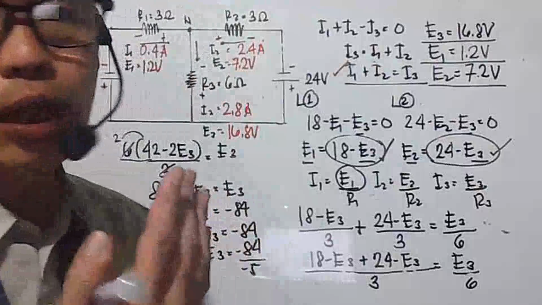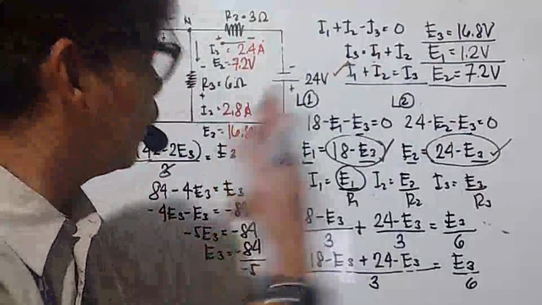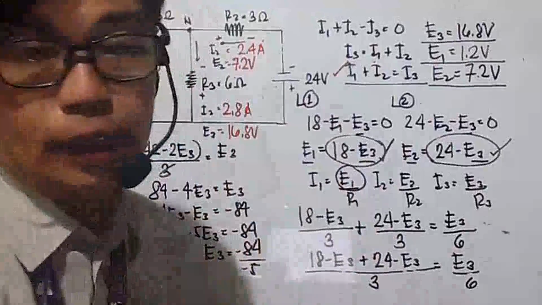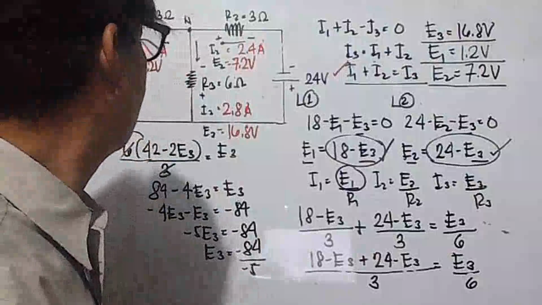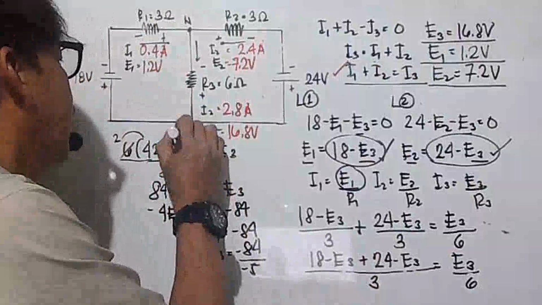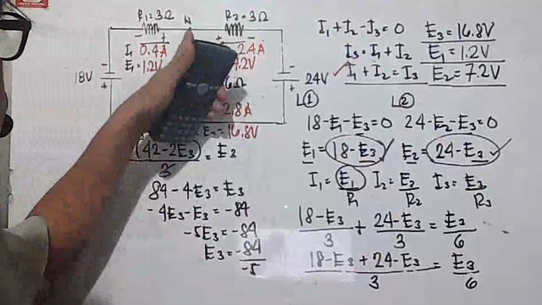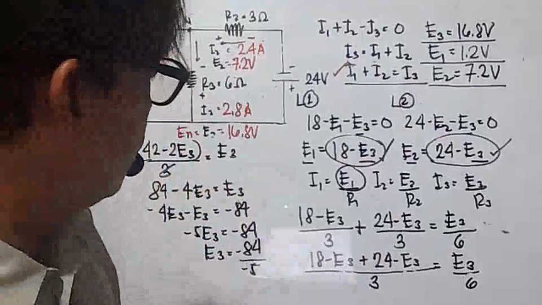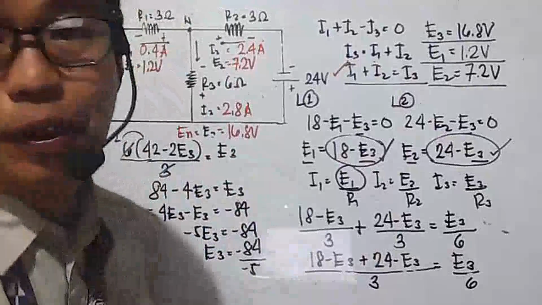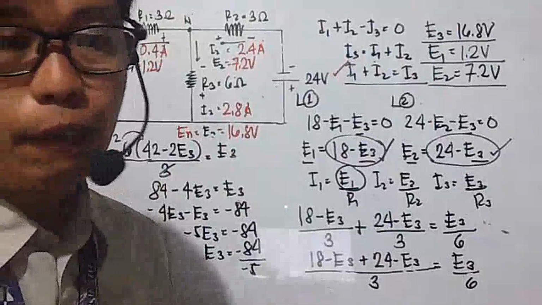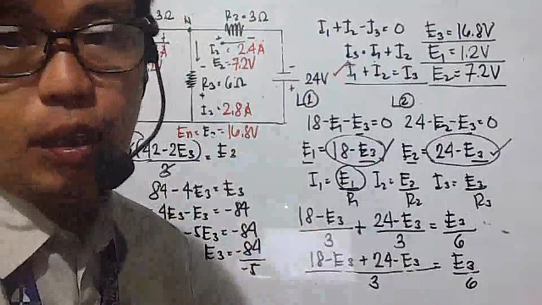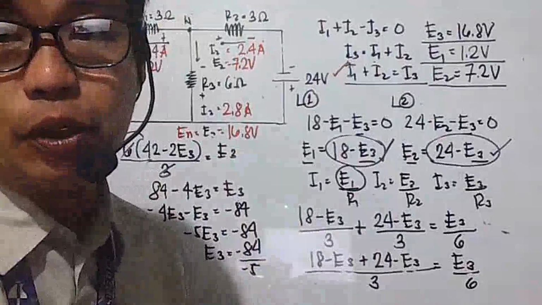Okay, so you could select the branch current method or the node voltage analysis. So your voltage here, your node voltage EN, is equal to E3. That's your node here. So you could check the other solution. Hopefully you understood the solution. If not, you could watch it again for you to understand where the values came from.